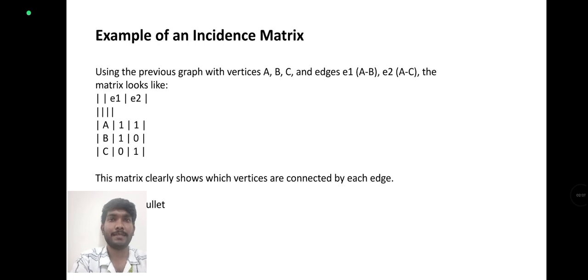Example of an incidence matrix. Using the previous graph with vertices A, B, C and edges E1, A-B, and E2, A-C, the matrix looks like this, with columns E1 and E2 and rows A, B, C: A: 1 1, B: 1 0, C: 0 1. The matrix clearly shows which vertices are connected by each edge.